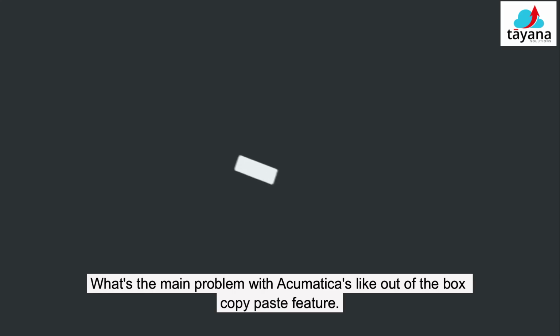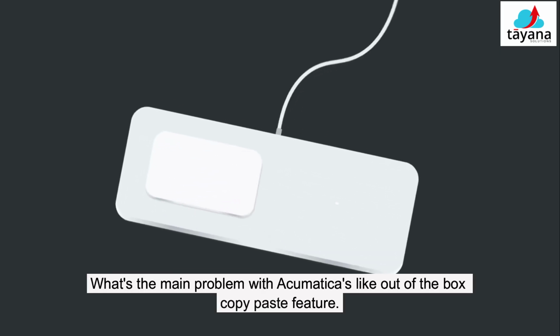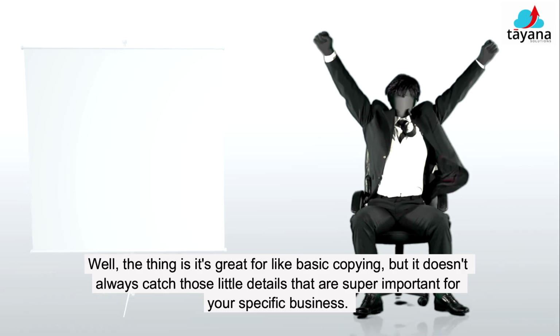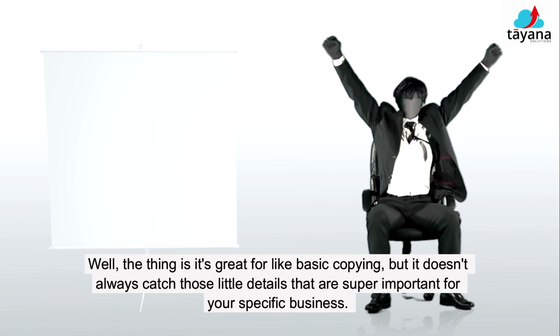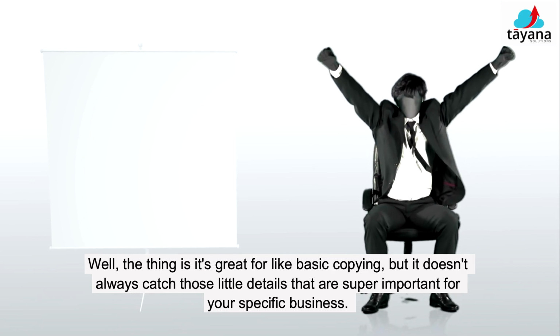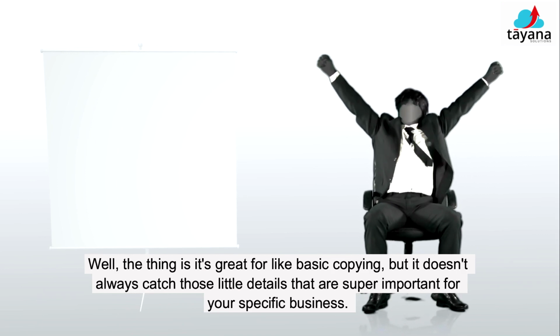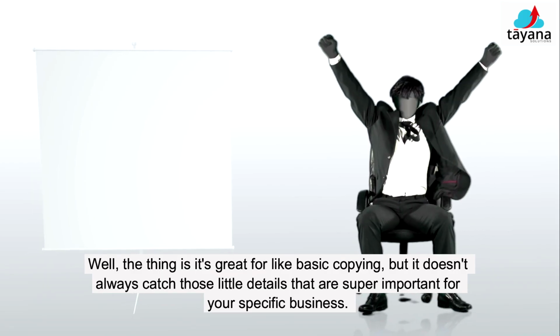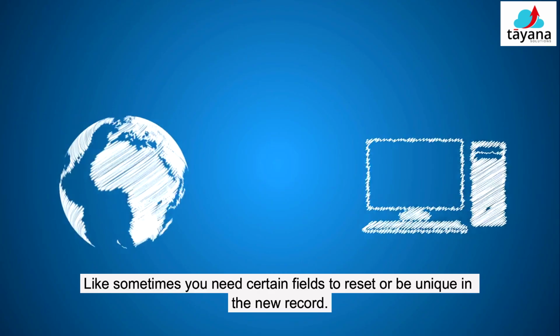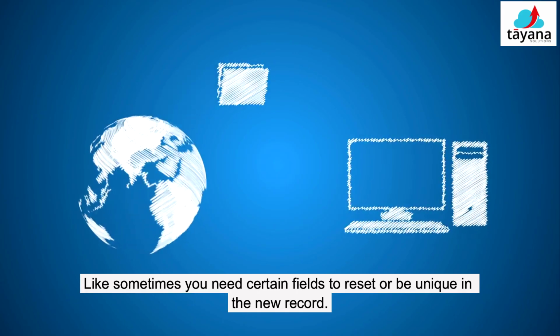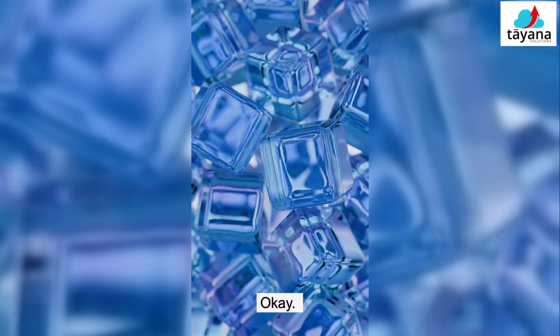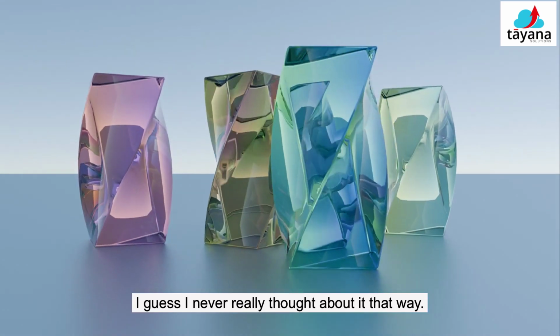All right, so let's get into it. What's the main problem with Acumatica's out-of-the-box copy-paste feature? Well, it's great for basic copying, but it doesn't always catch those little details that are super important for your specific business. Sometimes you need certain fields to reset or be unique in the new record. Okay, yeah, that makes sense. I guess I never really thought about it that way.